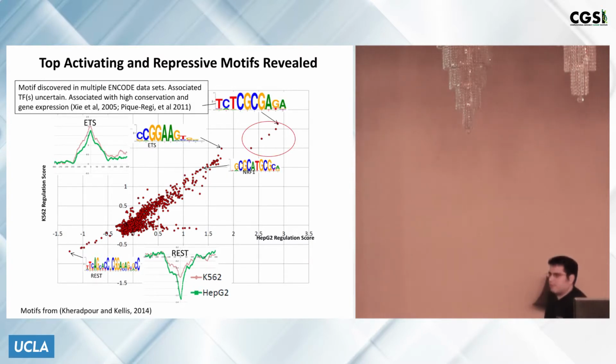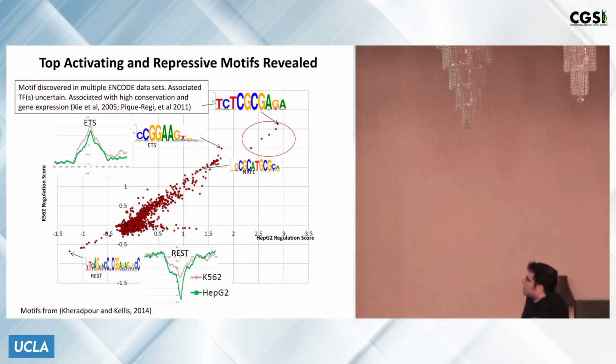One interesting thing that came out of this: the motif that had the strongest activating activity in both cell types corresponds to this TENMER, which has come up in a number of contexts as being one of the most evolutionarily conserved motifs and near some of the highest expressed genes in vivo.